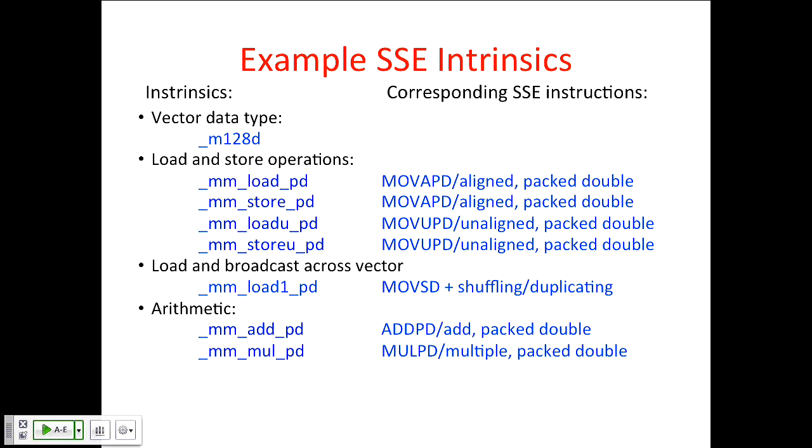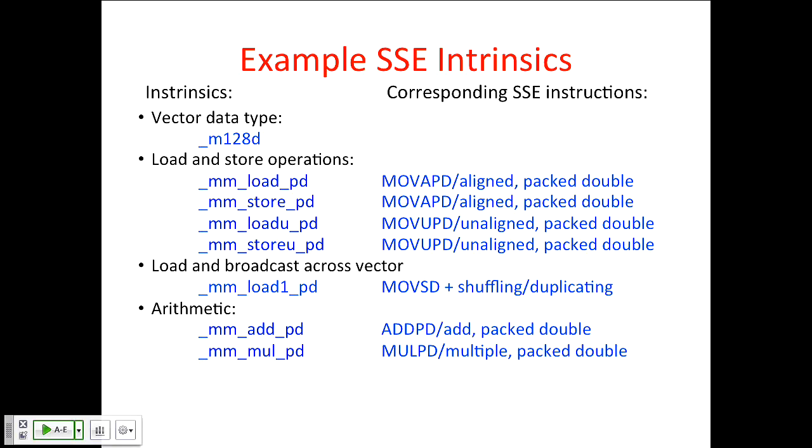Just to run through what these intrinsics look like. First of all, you need type declarations to tell the C compiler that I'm working with these 128-bit vectors, right? The SSE type is 128 bits. That's bigger than any other data type you've seen so far. So we need to tell the C compiler that this value I'm working with is a 128-bit value.